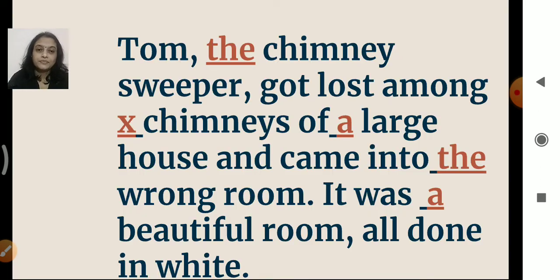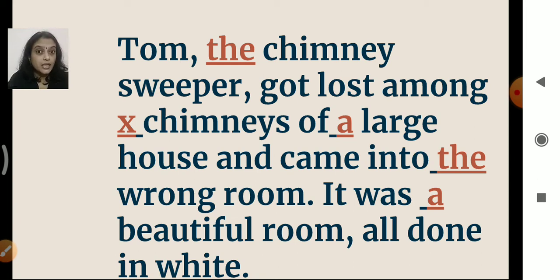So let's read out. Tom, the chimney sweeper. Now why is the used here? Because we are talking about a particular chimney sweeper. Who is he? Tom, right? So that is why the will come. Tom, the chimney sweeper, got lost among dash chimneys.